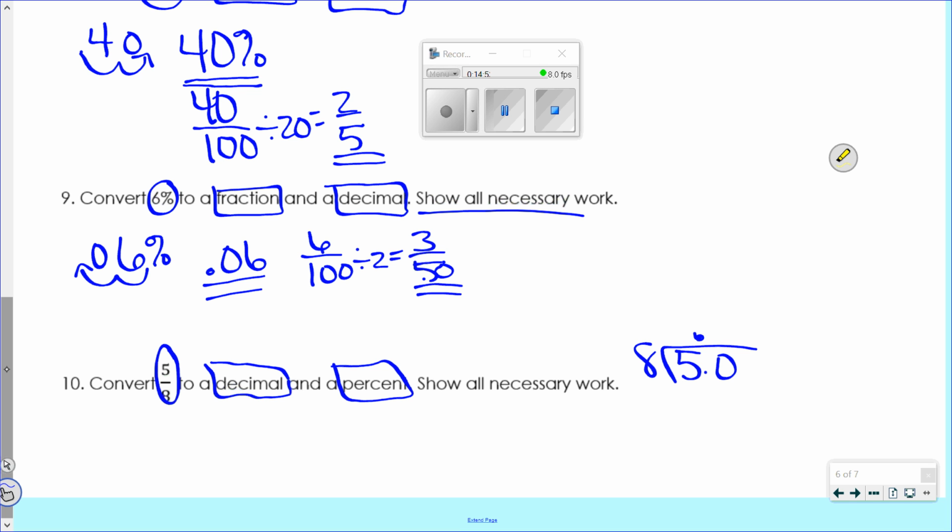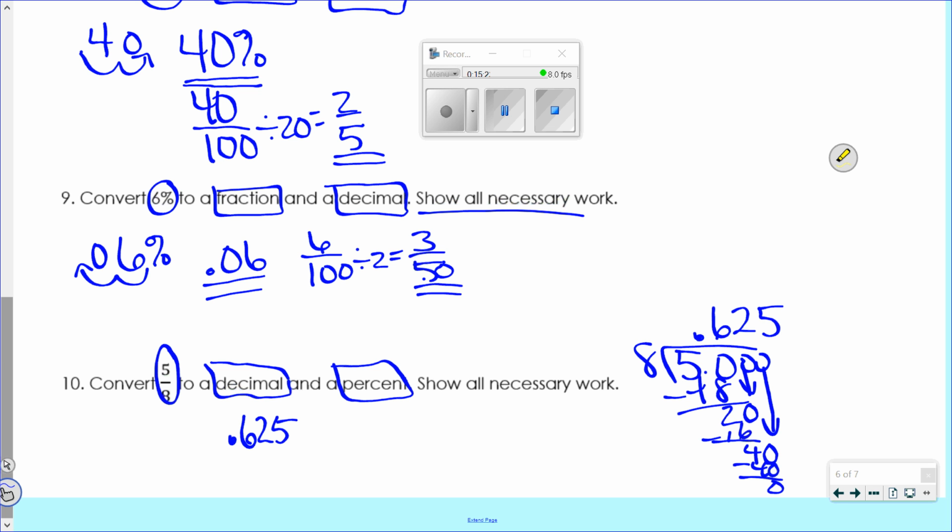8 goes into 50 6 times. Subtract 48 gives me a 2. Still not at 0, so bring down another 0. How many times does 8 go into 20? 2. Subtract 16 gives me a 4, still not at 0, so bring another one down. How many times does 8 go into 40? 5. Now I finally made it to 0, so I'm done. So as a decimal, what is it?